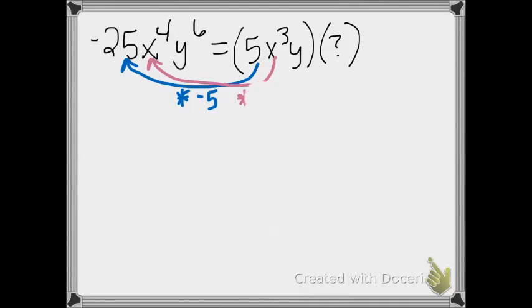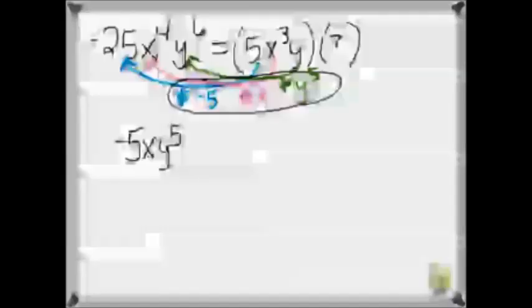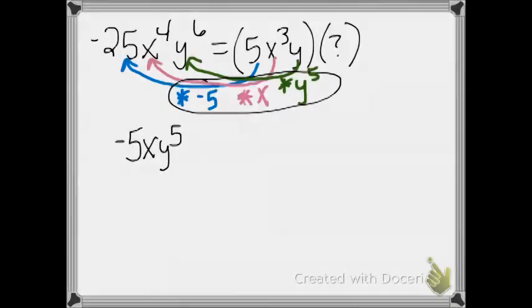And then I ask myself, I have y and I need to get y to the 6th. So what do I need to multiply by? Well, I know I need to multiply by y to the 5th because I need 5 more y's. I put all of those together and I get negative 5x y to the 5th.